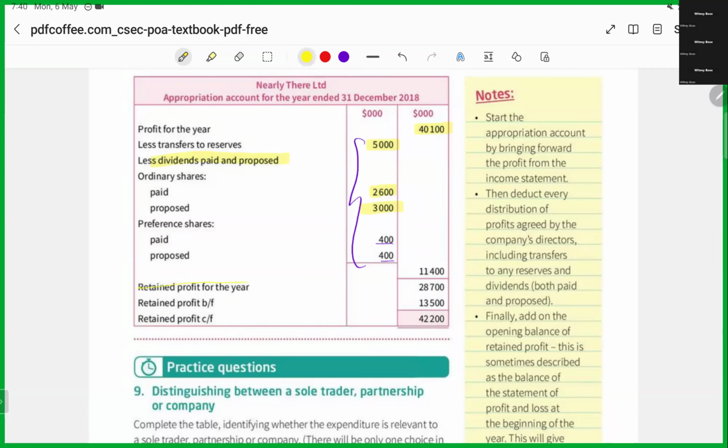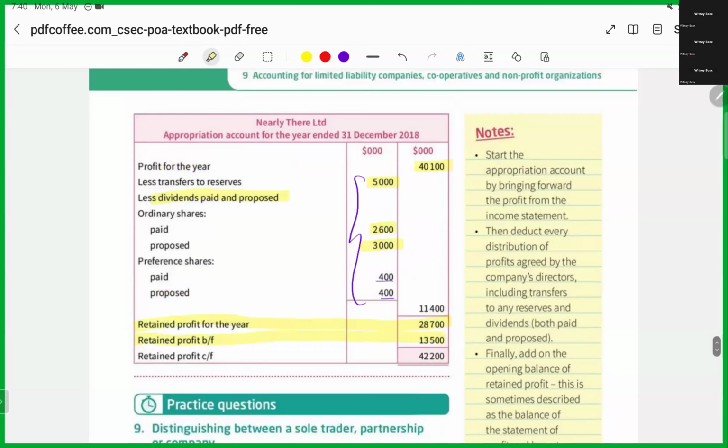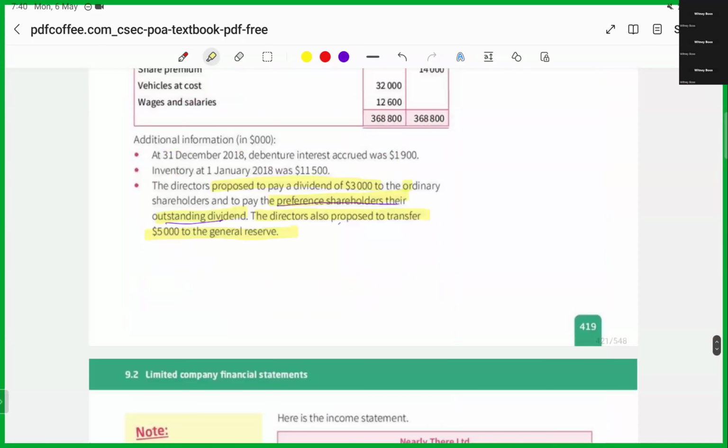So this is the retained profits for the year. You subtract your appropriations or distributions from the profit for the year, you get retained profit for the year. Retained profit is a profit that is left after you have made all the distributions. That's what it means. Then you add the retained profit brought forward from the previous year. Let's see where we found this 13,500. Retained profits from the previous year. It's usually in your trial balance.